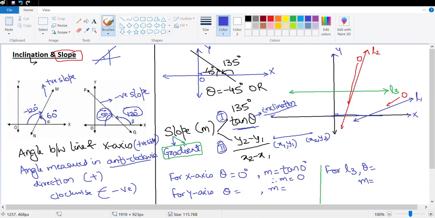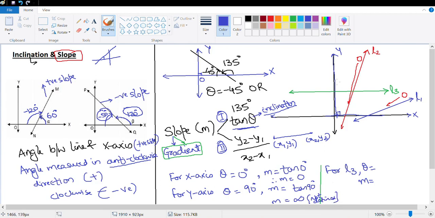Next, for y-axis, so let's look at y-axis. What angle does it make with the positive side of the x-axis? Yes, it makes an angle of 90 degree. So m will be equal to tan 90 degree, which, if you remember correctly, is infinite or not defined, right? Because this is 1 upon 0, which is not defined.